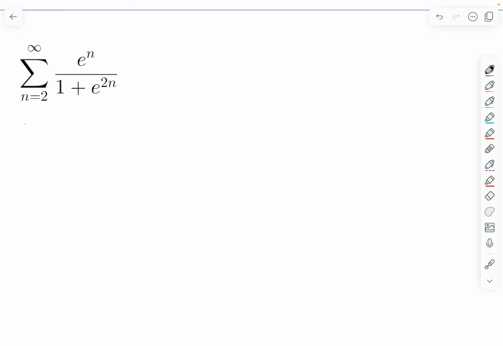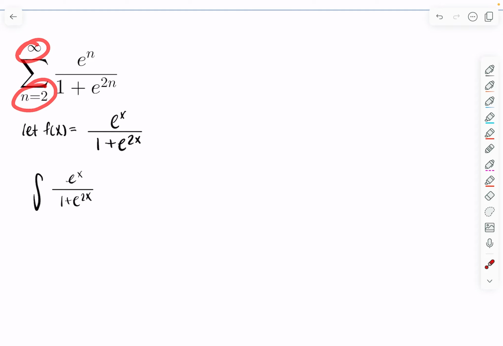The first thing you want to do is let f of x be this, so you turn everywhere you see n into an x. At this point, we would check the conditions for the integral test using this function, but since we're told to use the integral test, I already know it's going to work, so I'm going to check the conditions at the end. Then you want to take the integral of this, that's what the integral test is.